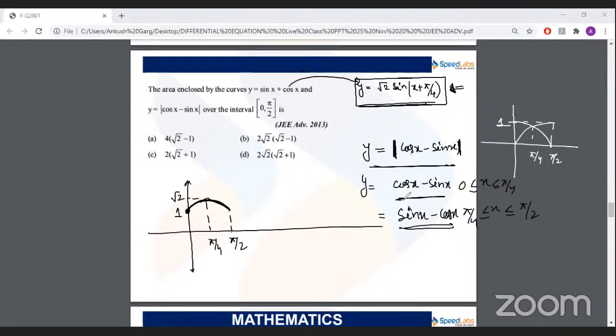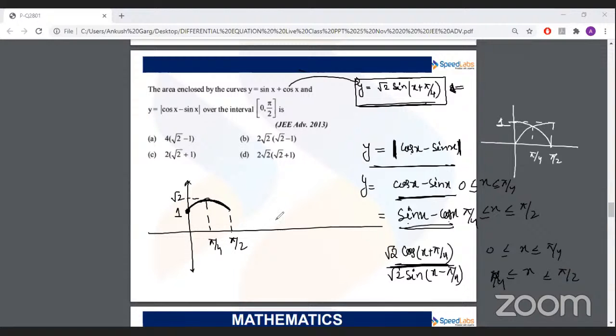Now see how the graph will be made. From 0 to pi by 4 you will have this function, that is cos x minus sin x. If you want to see its nature, again multiply and divide by root 2. So you can say that will be root 2 cos of x plus pi by 4, or sin x minus cos x, that will be root 2 sin of x minus pi by 4. These are the two functions you can see. Now quickly drawing the graph of both of these.